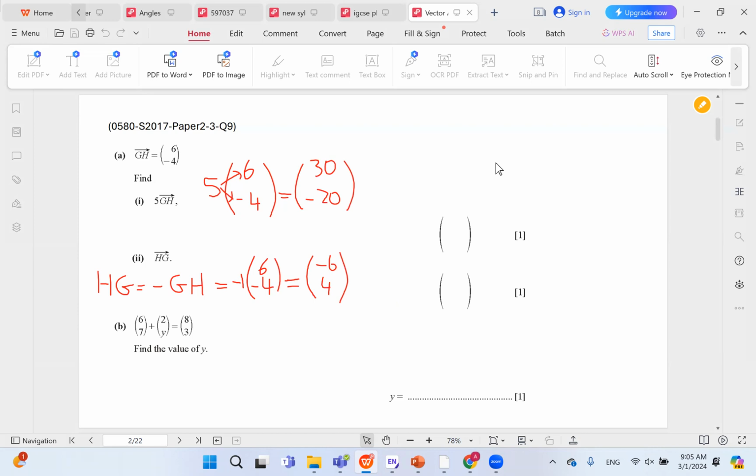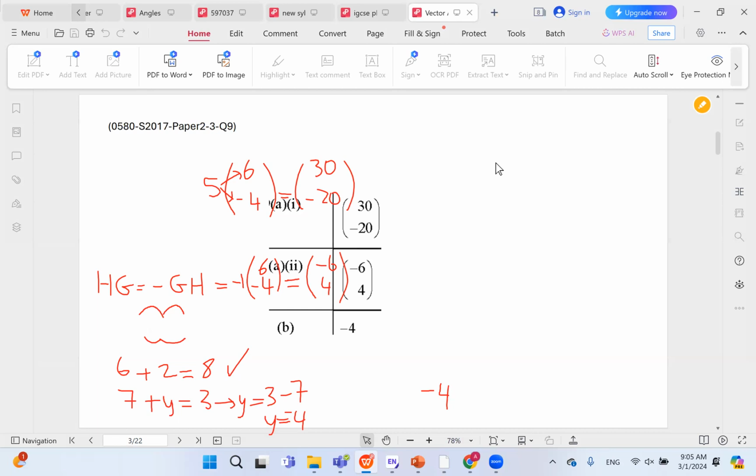In part (b), we are required to find the value of y. You should know that when we're adding two vectors, we add the first row, so 6 plus 2 equals 8. This is correct. And then also 7 plus y equals 3. So therefore, y equals 3 minus 7, y equals -4. So the answers are: part (i) is (30, -20), part (ii) is (-6, 4), and part (b) is -4.